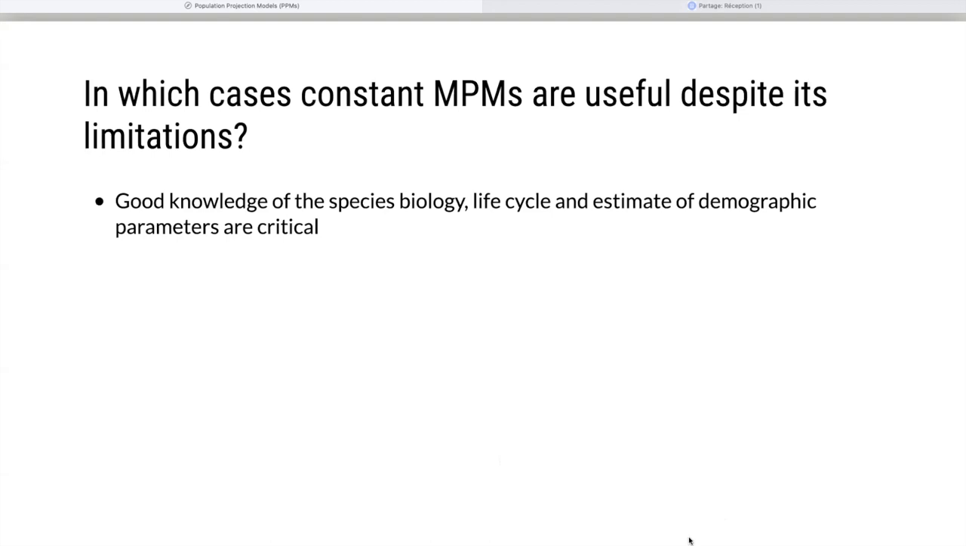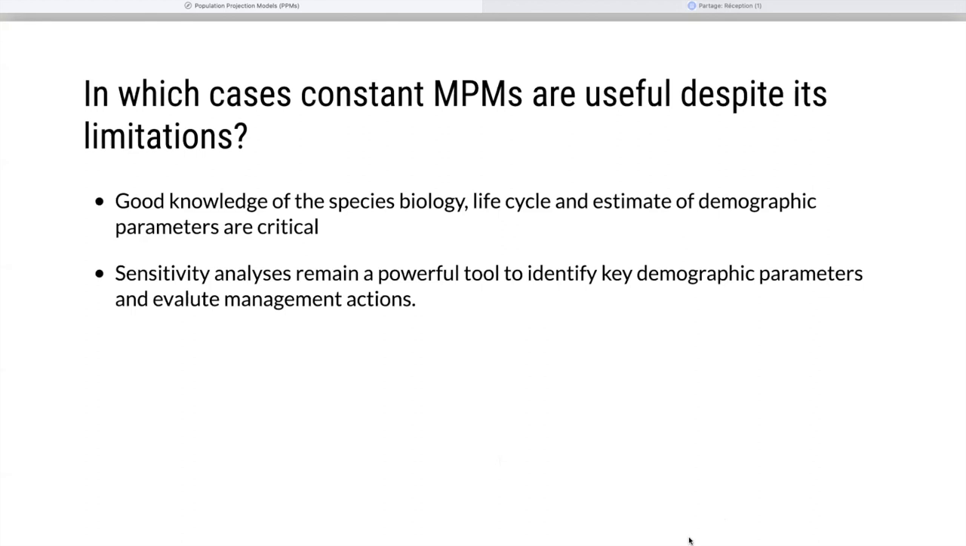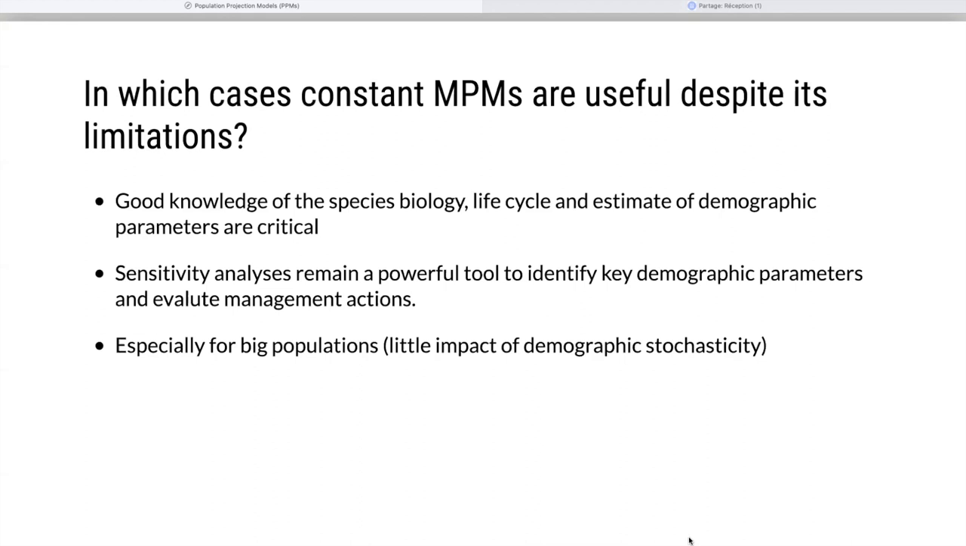And PVAs in general, when you have a good knowledge about the species biology, so the life cycle, you know the life cycle well, and you have good estimates of the demographic parameters. Even if it's not always easy to have a good knowledge of what's going to happen in the future, sensitivity analyses are very interesting to identify the key demographic parameters and to evaluate the management actions.